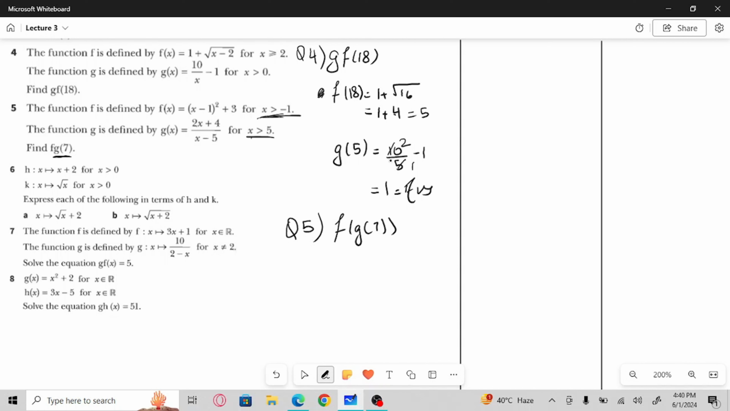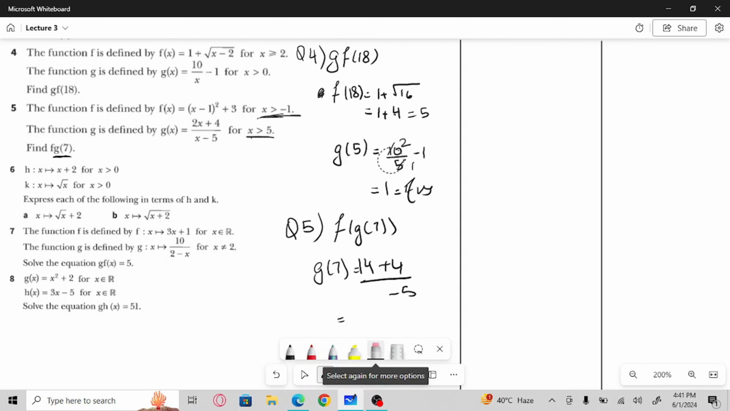Now if we input the value of 7 into the function g, we are going to get 14 plus 4 divided by 7 minus 5. So again, 18 upon 2: 2 ones are 2, 2 nines are 18, so it is equal to 9.